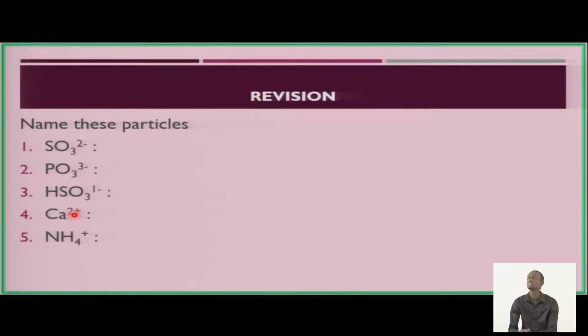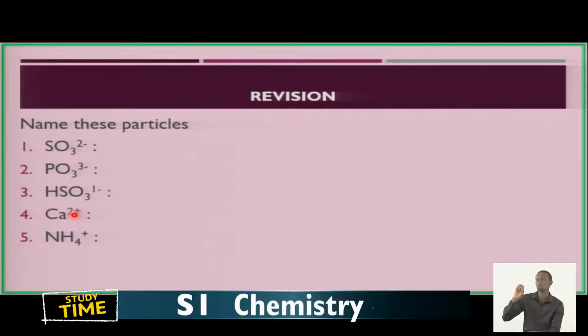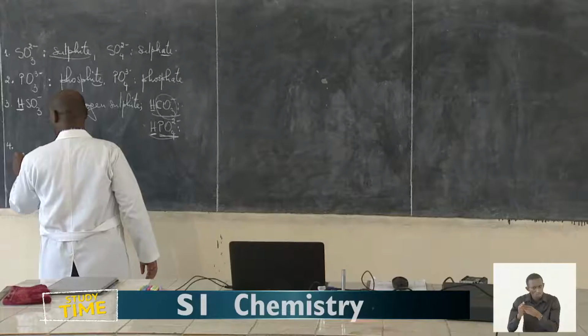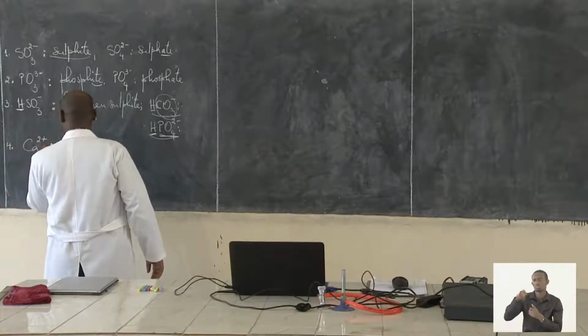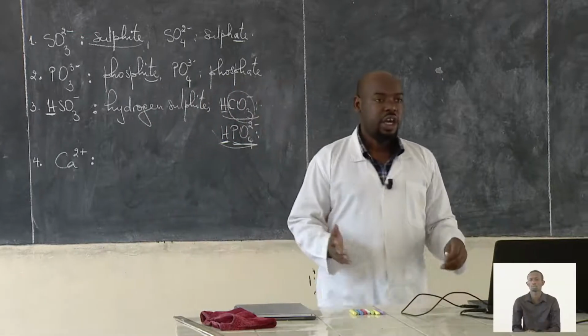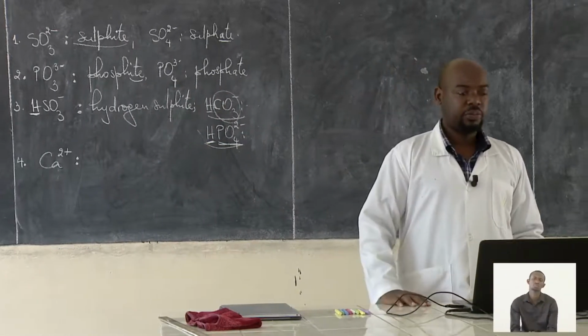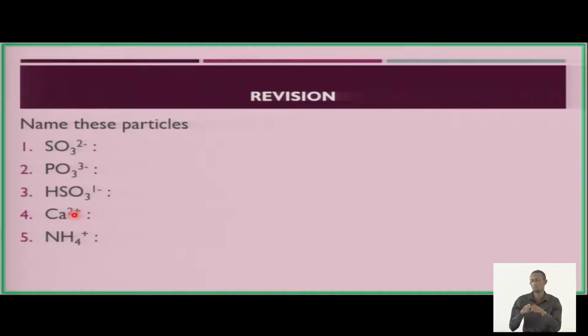And the fourth particle is Ca2 positive. Ca2 positive, that is a monoatomic ion. And what will be the name? You know the name of that particle. You can read it from the periodic table when it is not charged. And it takes the same name even when it is charged. So it is calcium.